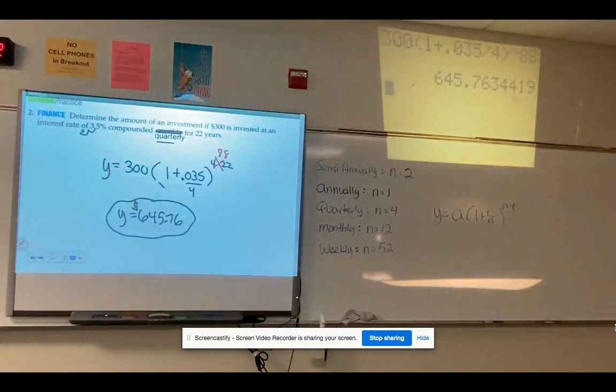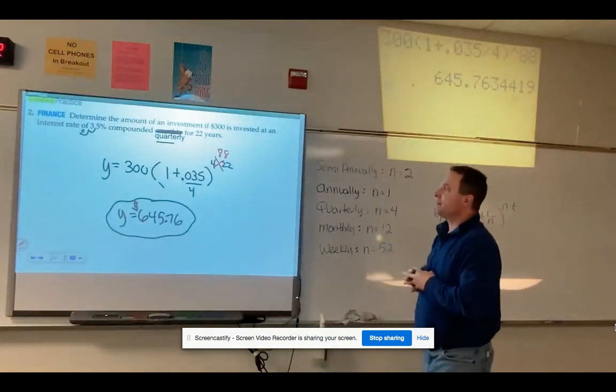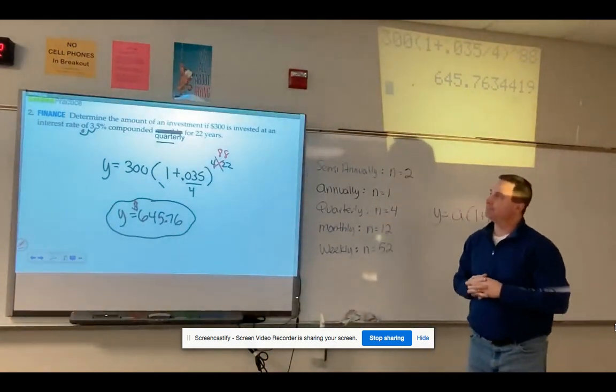So there we have it. A little bit of exponential growth, a little bit of exponential decay, and a new formula for you this time called the compound interest formula.